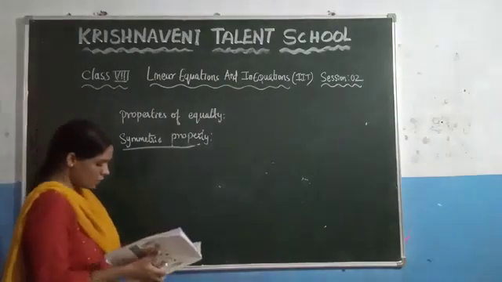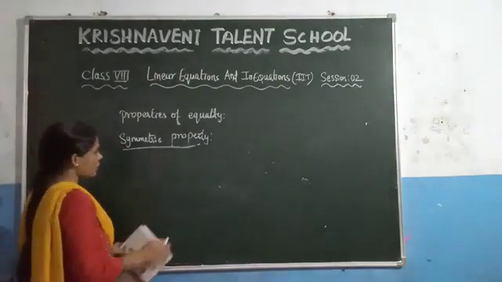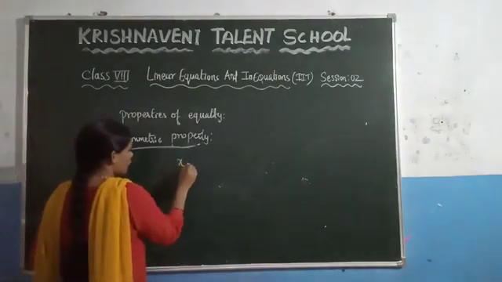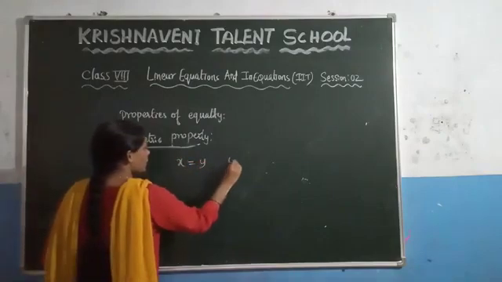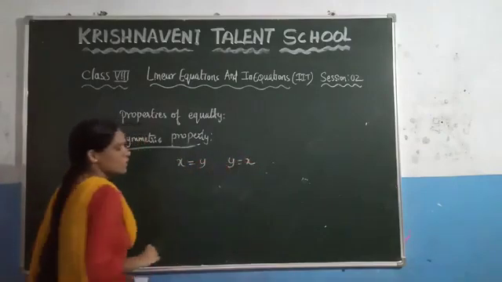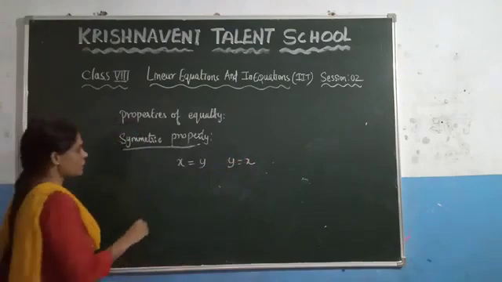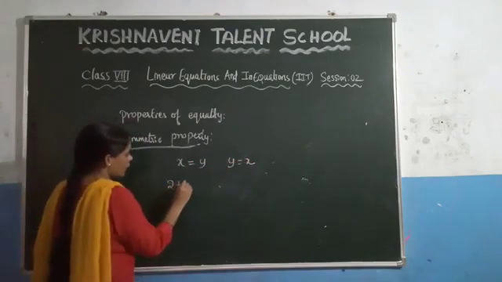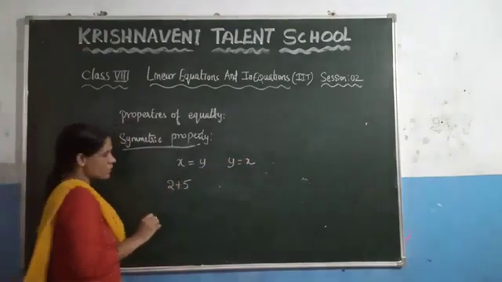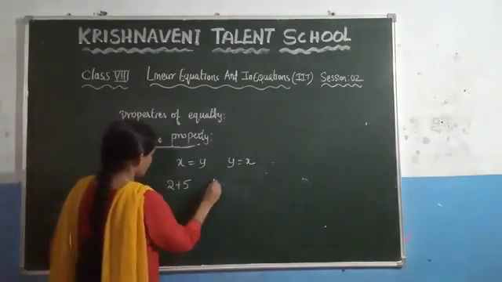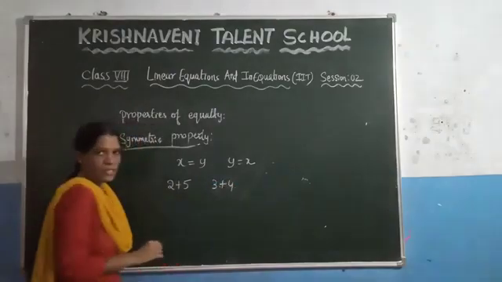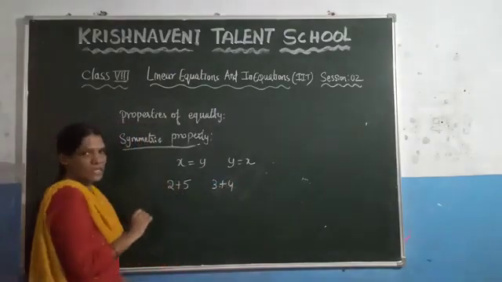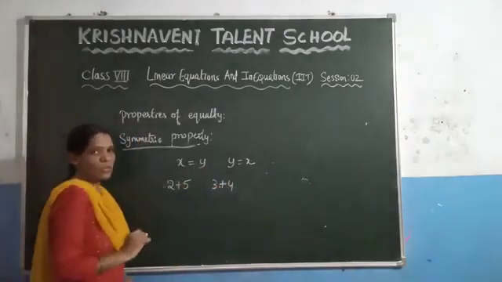In the case of variables, how can you write this? If x and y are two variables, if x is equal to y, then we can say that y is equal to x. Right? Here consider a few examples. Consider 2 plus 5 and 3 plus 4. Let us consider the first value as x and the second value as y.